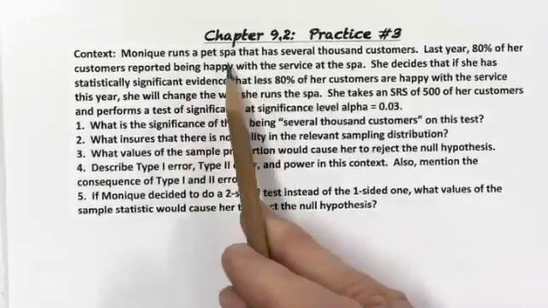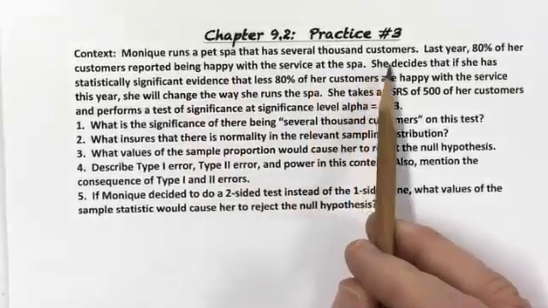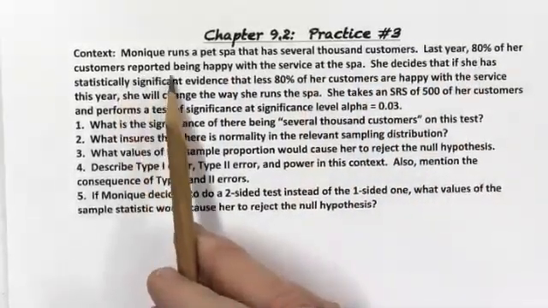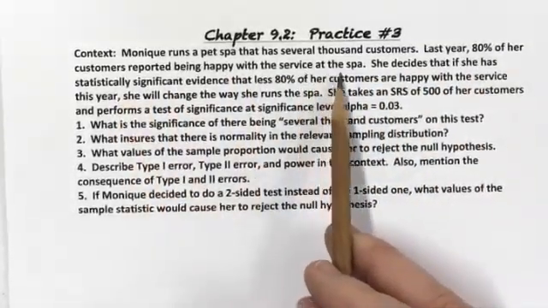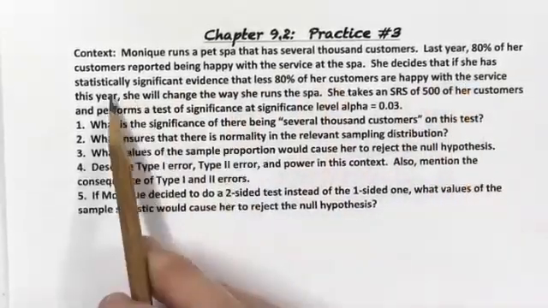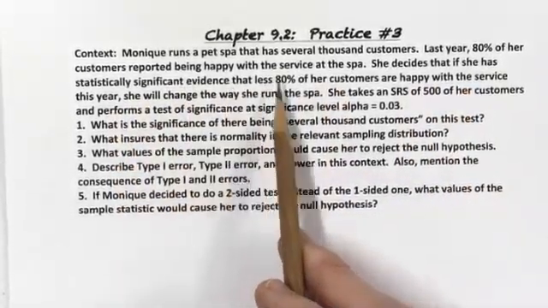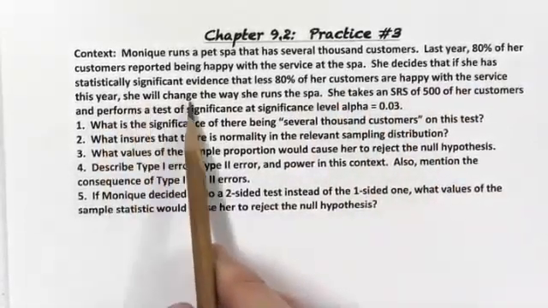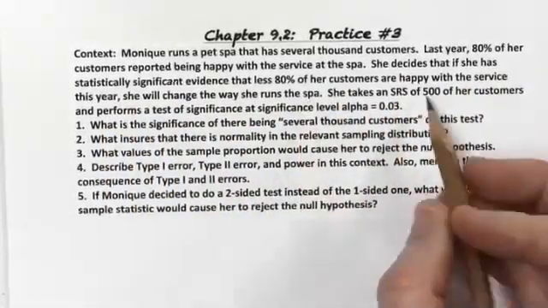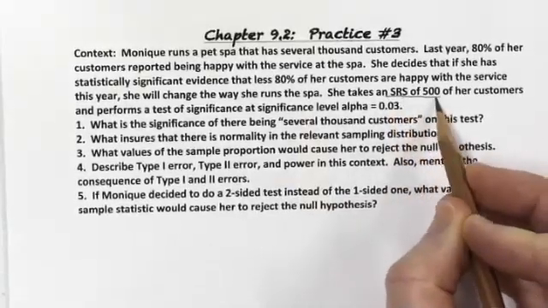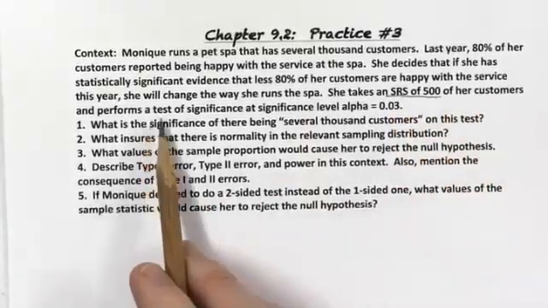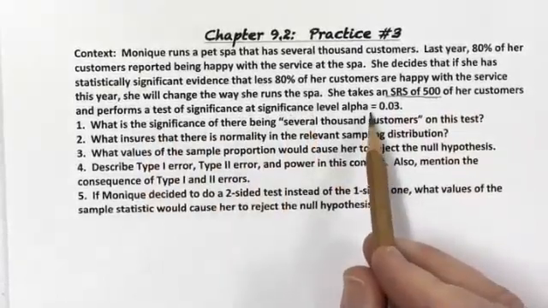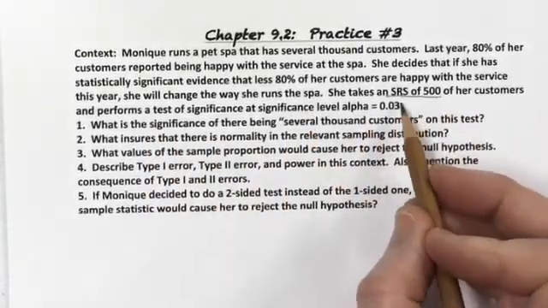So Monique runs a pet spa that has several thousand customers. Last year, 80% of her customers reported being happy with the service at the spa. She decides that if she has statistically significant evidence that less than 80% of her customers are happy with the service this year, she will change the way she runs the spa. She takes a simple random sample of 500 of her customers and performs a test of significance at the significance level of alpha = 0.03.